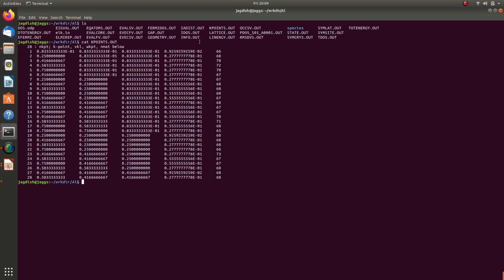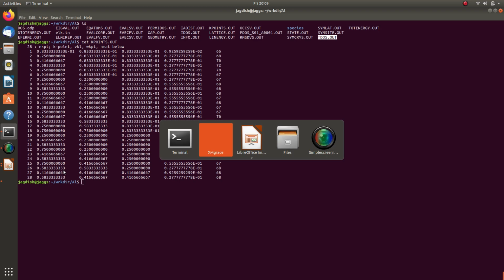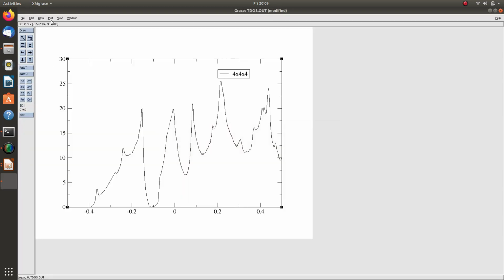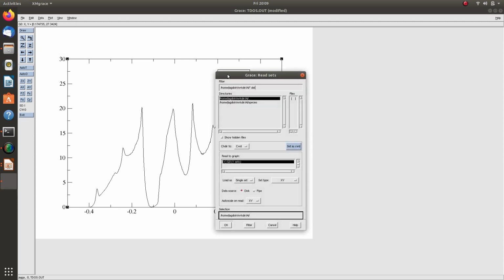What the code does is it overwrites the files. So now the tdos file is not the same as the previous one; it has been overwritten for this set of k points. Let me import that directly in XMGrace. So plot, or say data, import this file. By default it looks for dat files. Let me go for all the files, and here we will be showing only tdos. So here is the tdos.